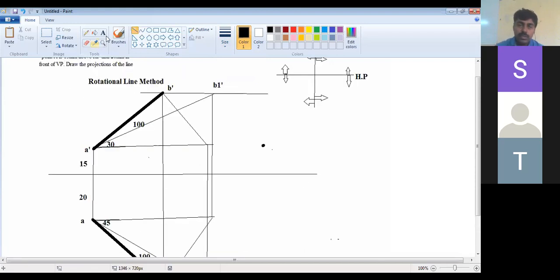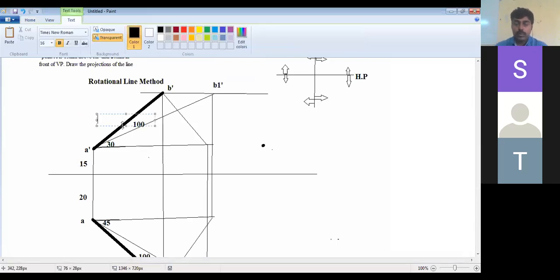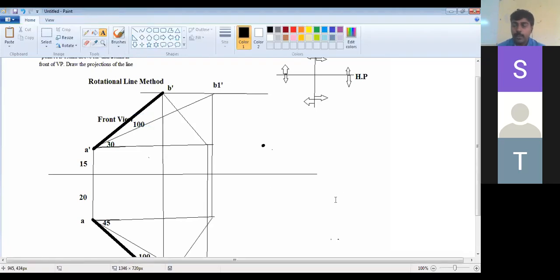Now this is called front view. Whenever front view comes, the line joining A dash and B dash is called the front view, and the line joining A and B is called the top view. So you got everything. If you draw this problem you are going to get 12 marks, right? So this is called the rotational line method, please practice well about this.